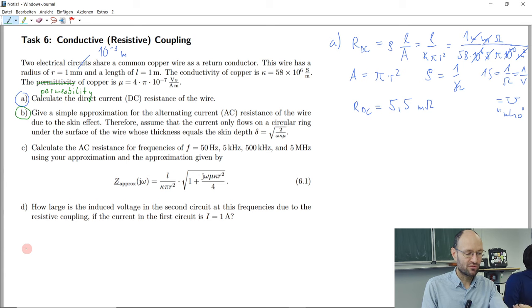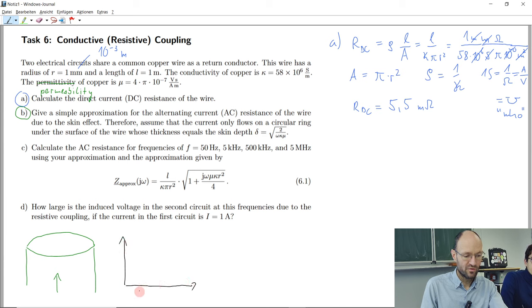Okay. So if I would, let's say, try to draw a cross section of the wire. So let's try to draw some schematic. This is the circular cross section of the wire. And we have current flowing in this direction. So for a DC current, let's try to draw a diagram like this. So this is the current density. This is, let's say, the radius. We are looking at the current density in half of the wire. So for DC, as we've discussed, current density is the same everywhere. So for DC, it's just constant.